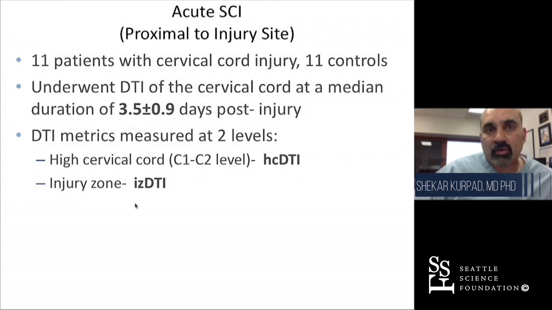These changes appeared to also occur in acute spinal cord injury. Here's an example of a study where 11 patients with cervical cord injury were compared to 11 controls and underwent early DTI. And we measured two things.